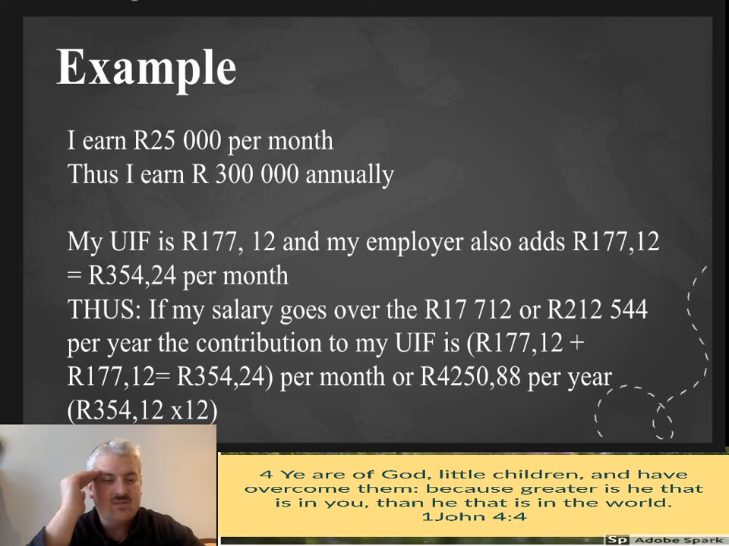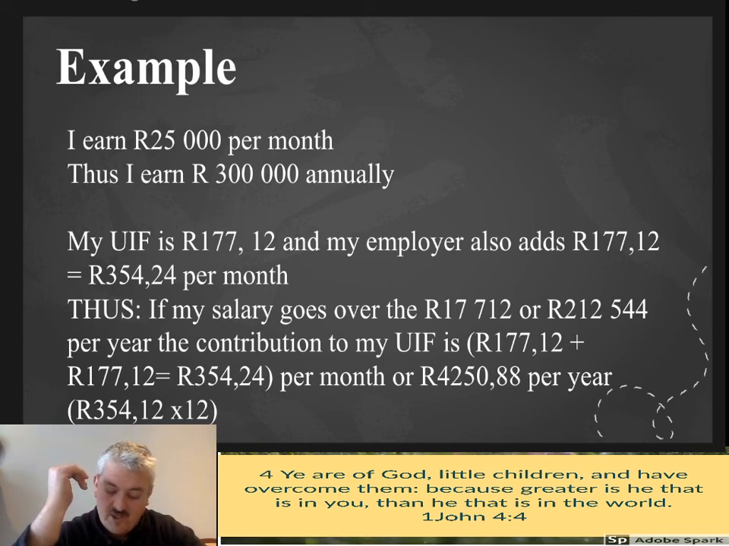It's very simple, gentlemen. Annual means yearly. So what you do is you take the 354, you times it by 12, and then you get 4,250 and 88 cents. It's that simple. Straightforward, very easy. Okay? All right.